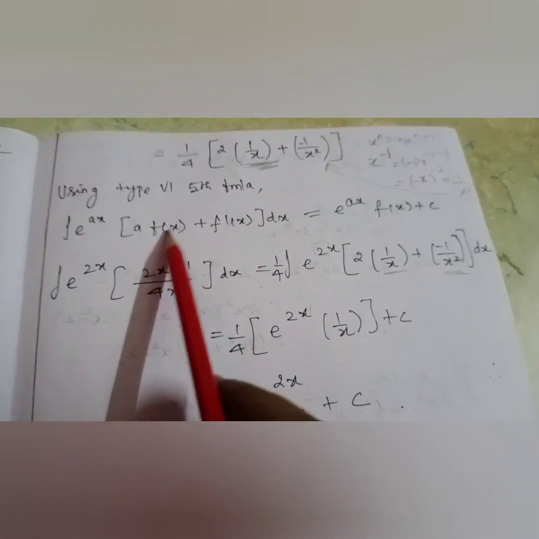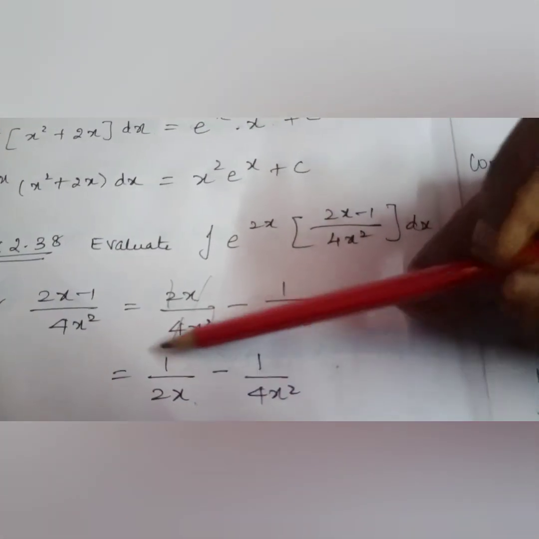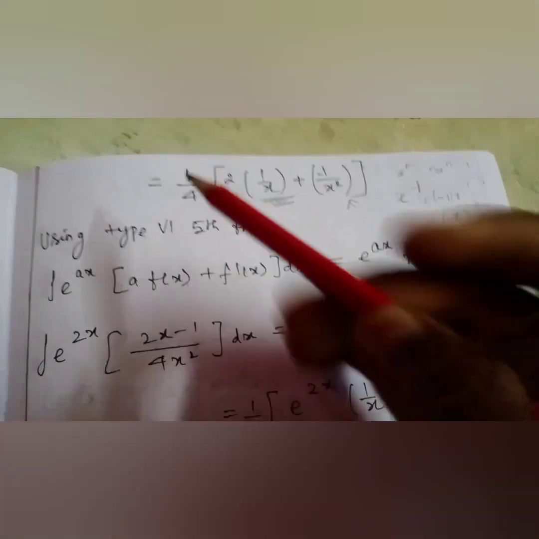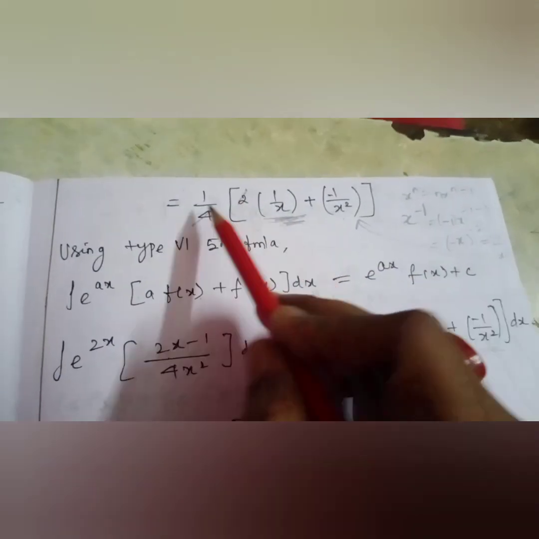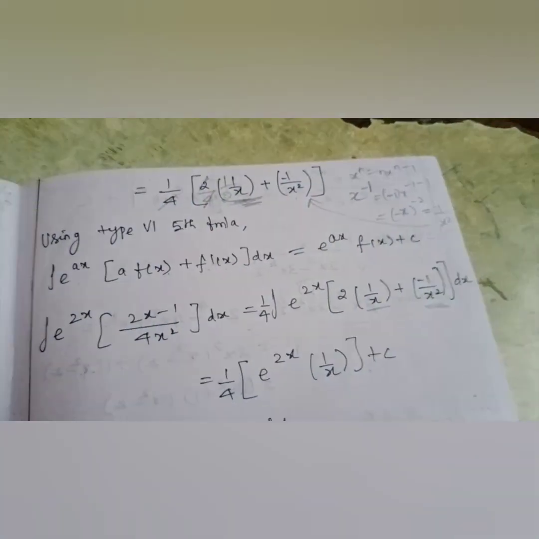See, a into f of x plus f dash of x. So only I have taken 2 outside here. See, in this place this 1 by 2x has become 2 because I have taken 1 by 4 outside, right? So this 4 and 2, when this 4 is coming inside, when it is getting cancelled, I will get back the 2 here. So that's why we have done it over there.